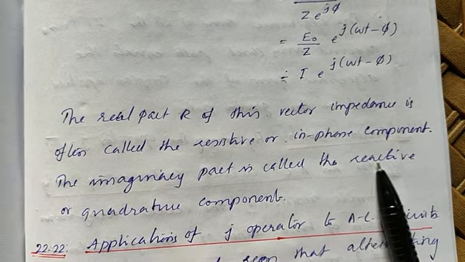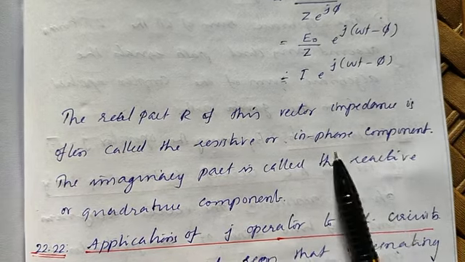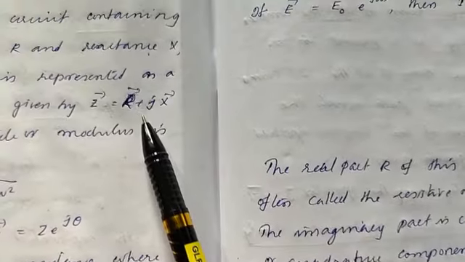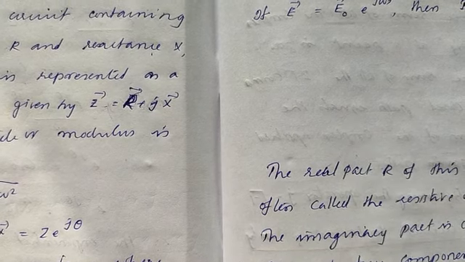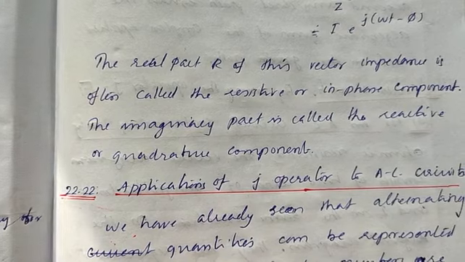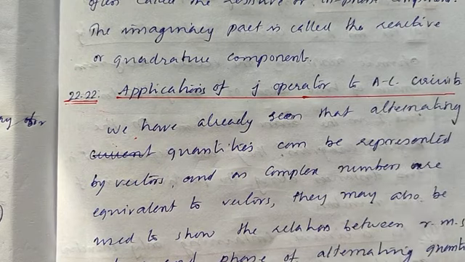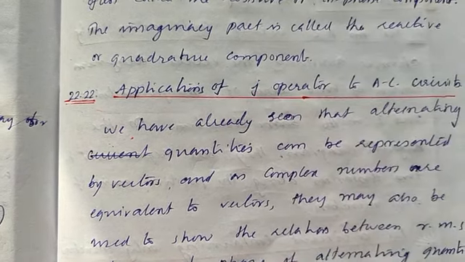The real part of this vector impedance is often called the resistive or in-phase component, and the imaginary part is called the reactive or quadrature component. So the real part is the resistive component and the imaginary part is the reactive component in a circuit containing both ohmic resistance and reactance. Okay, so this is the application in AC circuits in the polar form.